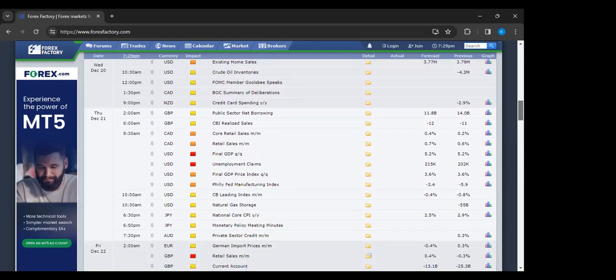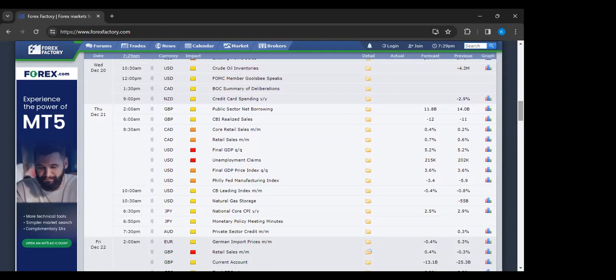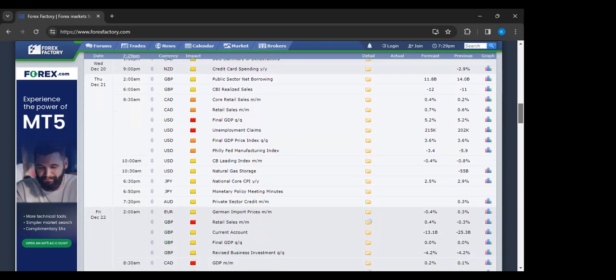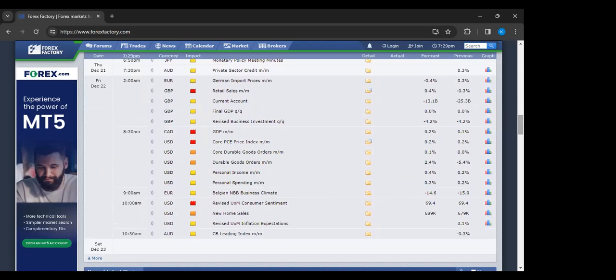On Thursday, we have final GDP quarter over quarter. So this is the last GDP number of the year. Unemployment claims, the price index quarter over quarter for the GDP. And then we also have Philly Fed manufacturing coming out on Thursday. And then Friday is one of those, I like to call it a mixed bag day, because it's several different areas across the world that have news coming out that is a strong news item for their country or their economy and their currency.